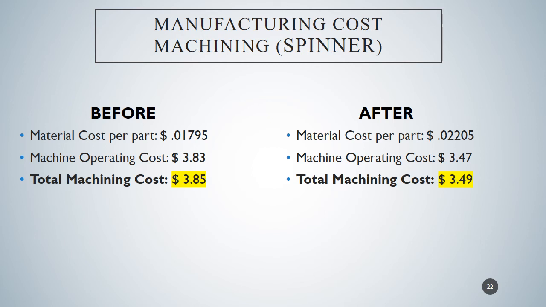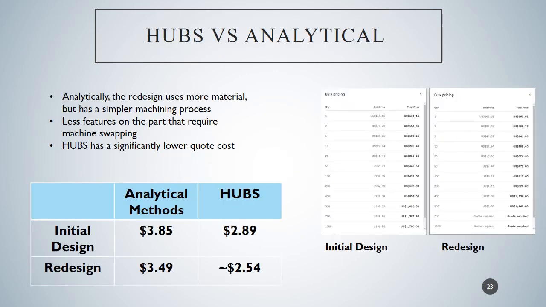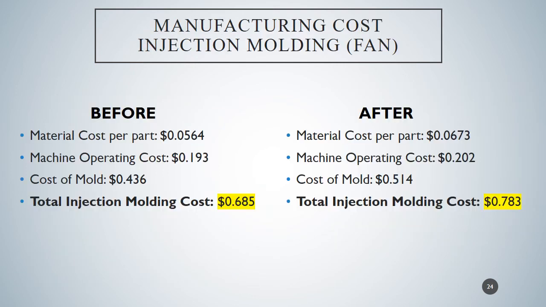Based on the process selection and the design for manual assembly of the spinner component, we decreased the cost of the part by around 40 cents. This is primarily due to the simplification of its geometry. We were able to run the spinner component through Hubs' quoting system because it's a machinable component. After receiving quotes for the initial design and the redesign, Hubs was also able to decrease the cost of the redesigned part by around 40 cents.